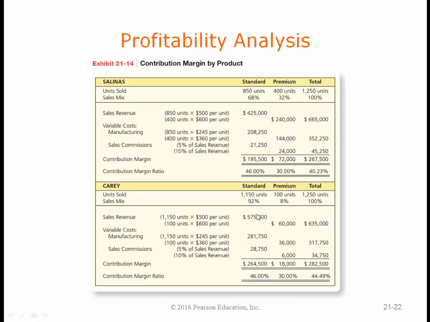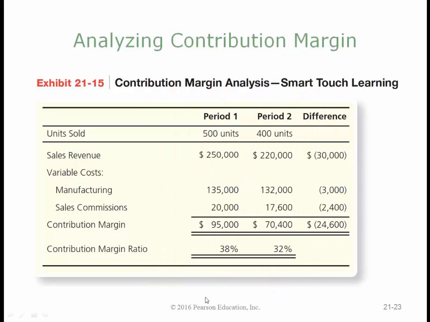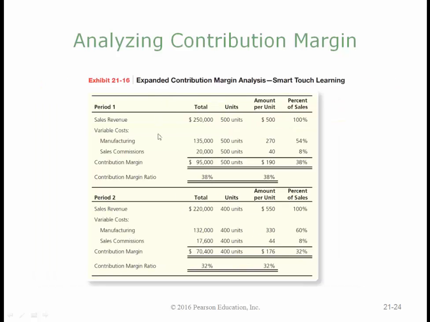And as the percentage goes up, the overall contribution margin of the business makes a difference, particularly when you have scarce resources, as we talked about in the last chapter. So what are we doing? We're looking at this contribution margin. Here's another example. Period one and period two, 38% contribution margin in period one, 32% in period two. Well, let's break it down, period one and period two, and see what happens.